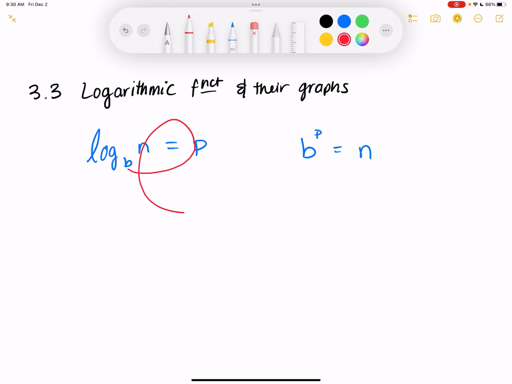If you have an exponential and you need a log to solve it, it's the ones we were doing yesterday at the end with those word problems, which is why I said I wish they taught this section first. We have log base b, some number n, is equal to some power p, is how it was always taught to me.